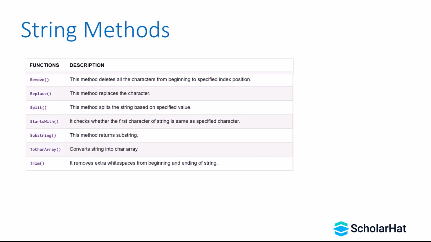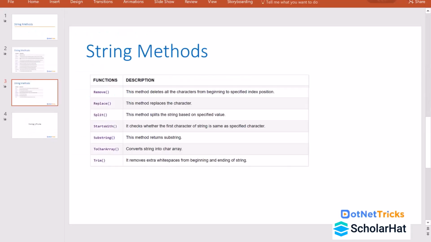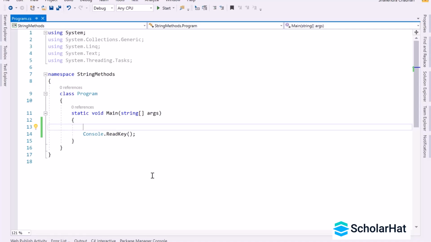We have a starts with method as well, to check whether the first character of the string is the same as a specified character or not. Sometimes we need to find out whether our string is starting with this character or not. We have the substring method, and to char array, which will convert a string into a character array. We have the trim method if you want to remove extra white spaces from the beginning or end of the string. So these are the various methods we can use for string manipulation, and these will help us in writing the program. So let's see how we can use the string methods to do string manipulation.